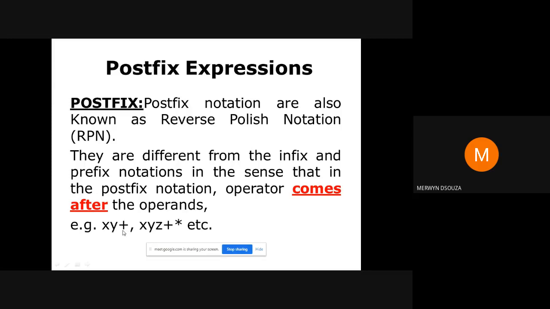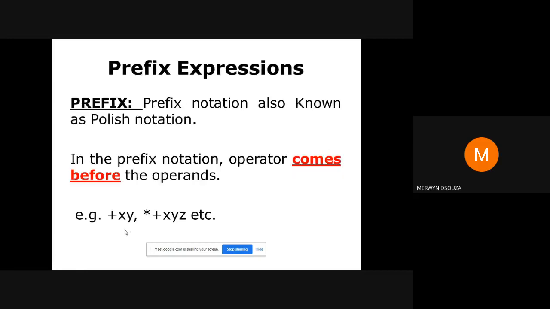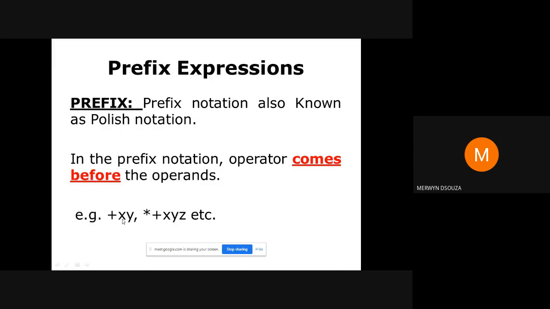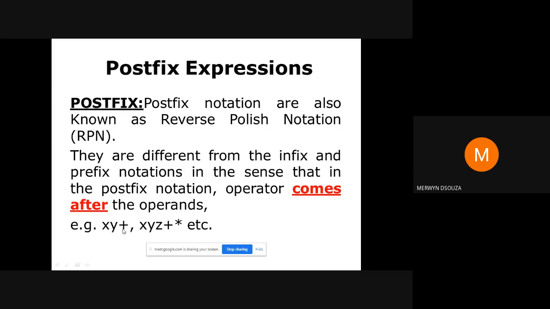Post means the operator is placed after. Pre means the operator is placed preceding the operands, and infix means the operator is placed in between; the word 'in' is there, so in between. Operator placed in between is infix. Operator placed preceding the operands is prefix. Operator placed after the operands is postfix.